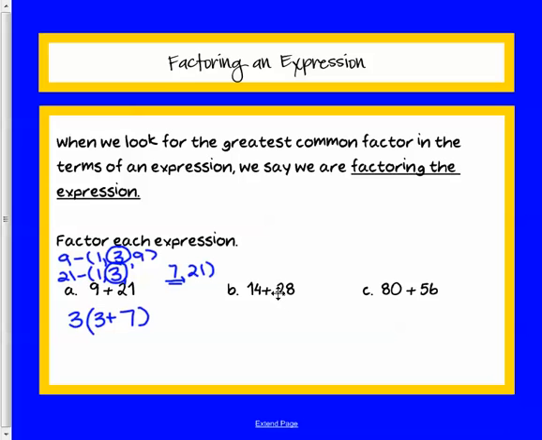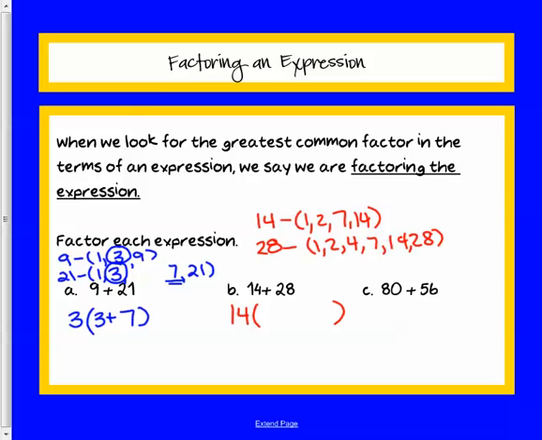Okay, what about 14 and 28? I see something right off the bat. Because I know 14 goes into 28, I pull out a 14. If you didn't know that, you can list out all the factors. So I still see that 14 is the greatest. So 14 times 1 gives me 14, so I put that there. Plus sign, right? And then 14 times 2 gives me 28. So 14 times 1 plus 14 times 2.